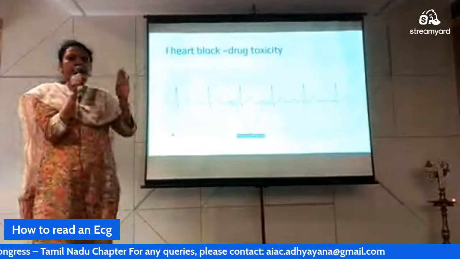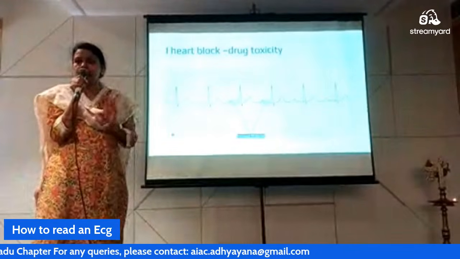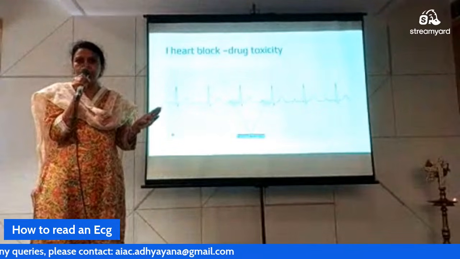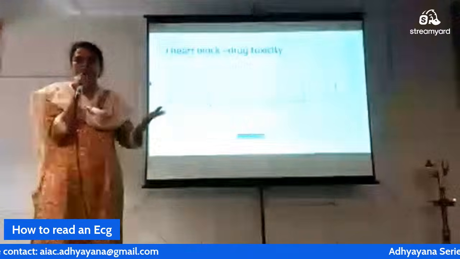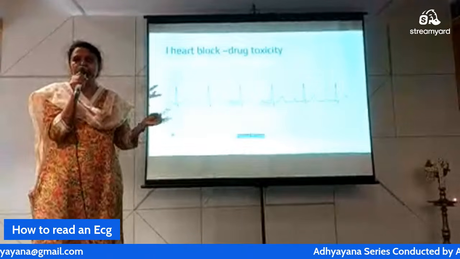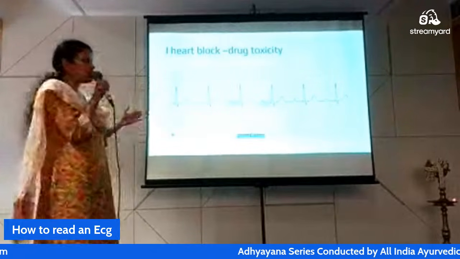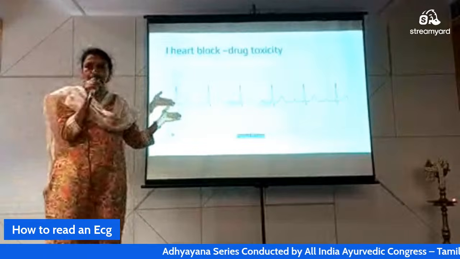these are the MI ECGs that I showed: anterior, lateral, inferior, posterior MI. After that, you will get AF, atrial flutter, VT, and VF. Now we will go to the stable patients, who will be walking into their OP.